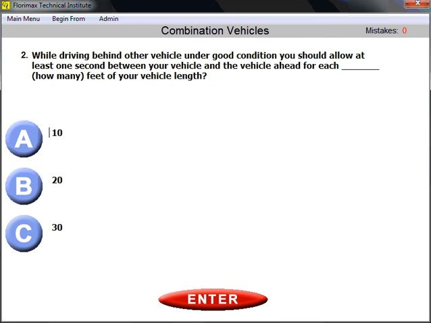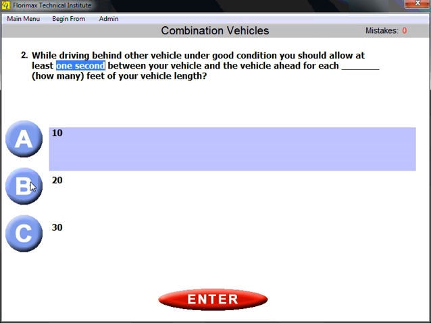Question number 2. While driving behind another vehicle under good conditions, you should allow at least 1 second between your vehicle and the vehicle ahead for each how many feet of your vehicle length. Okay, long, complicated questions, but just pay attention. 1 second, okay, distance, that's definitely 10.